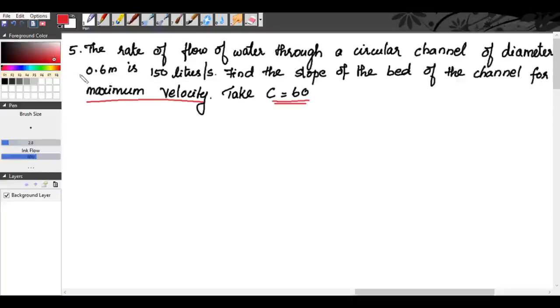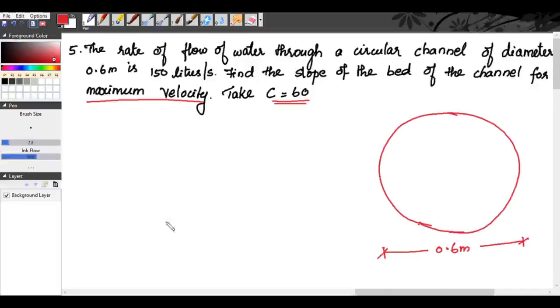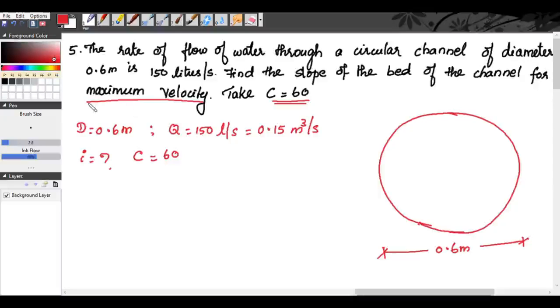So first of all, the diameter of the circular section is 0.6 meter, so capital D is equal to 0.6 meter. The rate of flow is 150 liters per second, so Q is equal to 150 liters per second, that is equal to 0.15 meter cube per second. For converting liters to meter cube, you have to divide it by 1000. Find the slope of the channel bed, we need to find what is I. Chezy's constant C is given as 60. We have to use the conditions for maximum velocity.